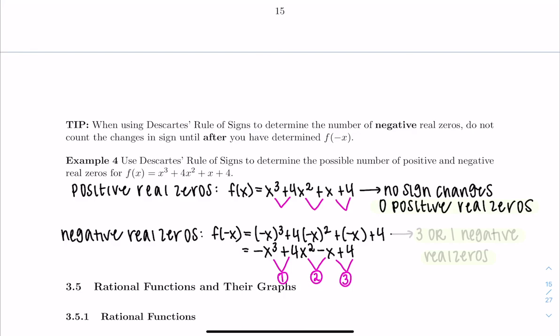So that means, by the rule, it says we have 3, since that's how many we found, or it's less than the number of sign changes by a positive even integer. Well, positive even integer is 2. So that means we have 3 or 1, because we need to subtract 2 off, negative real zeros. So we have 0 positive real zeros, and we have either 3 or 1 negative real zeros.